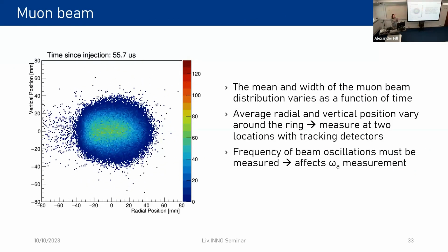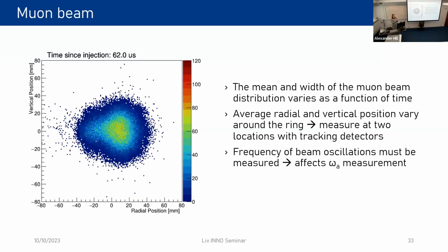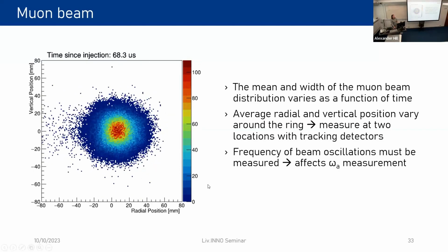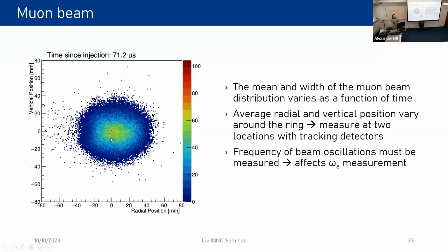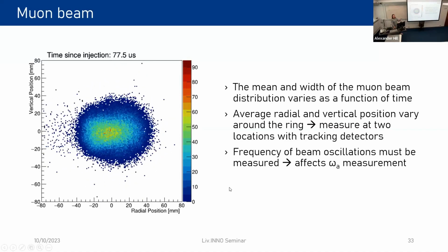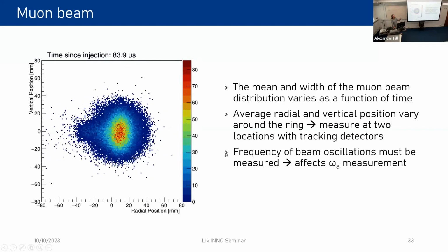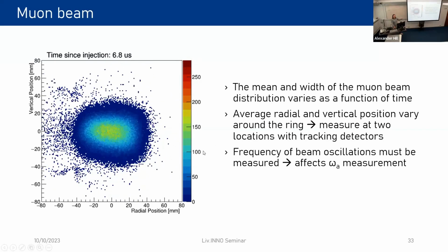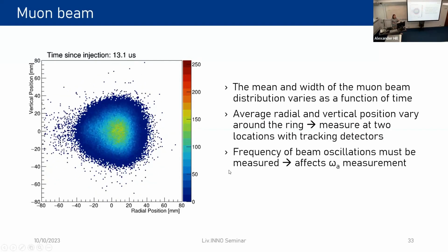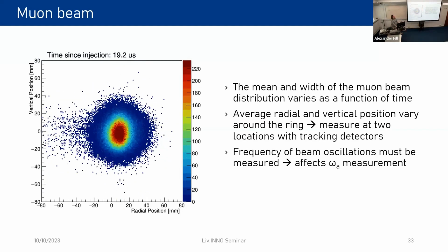And all of these things mean that the beam is oscillating both radially and vertically. Sometimes we call it breathing because it's kind of going in and out like that. And it's oscillating in a number of different ways. And it's really important that we can accurately measure these different oscillations. And we also have to tune the operating conditions of the experiment to make sure that none of these oscillations is at the same frequency as the one we're trying to measure, because otherwise we wouldn't be able to isolate that frequency. So the tracking detectors are really important in understanding what's going on.